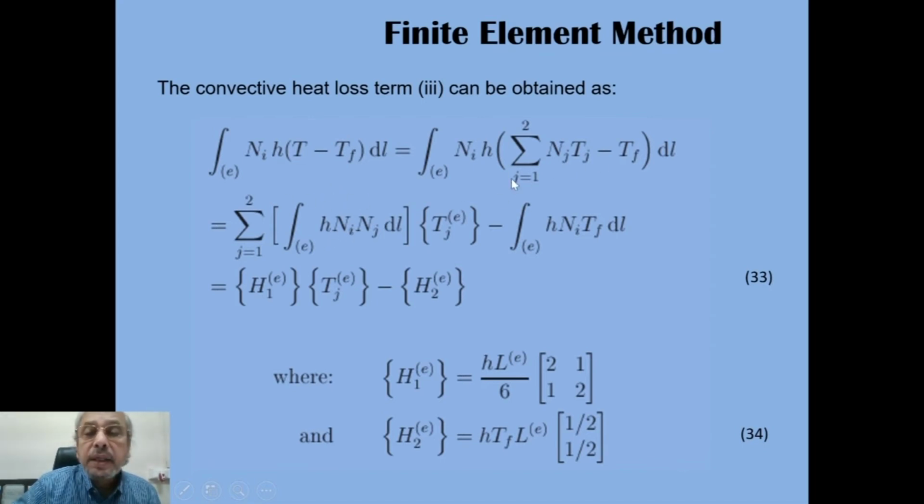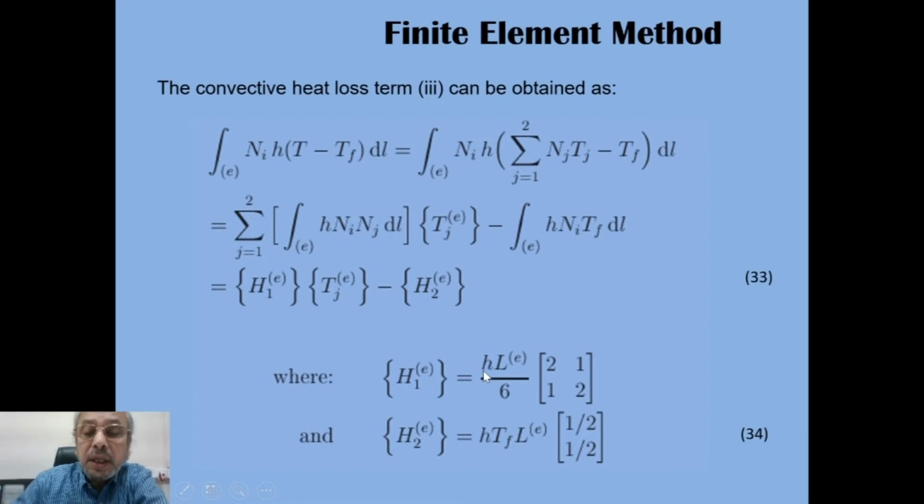So Ni and Nj are getting multiplied. So h Ni Nj dl, and this is a column vector. Here only 2 elements are there, and this is h into Ni Tf, the ambient temperature. This is also known, so it will come outside the integral dl. Now if we perform these two integrals, finally we will get H1 Tj minus H2, and H1 is what?